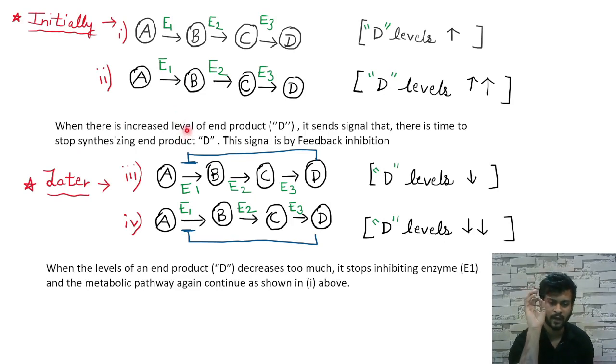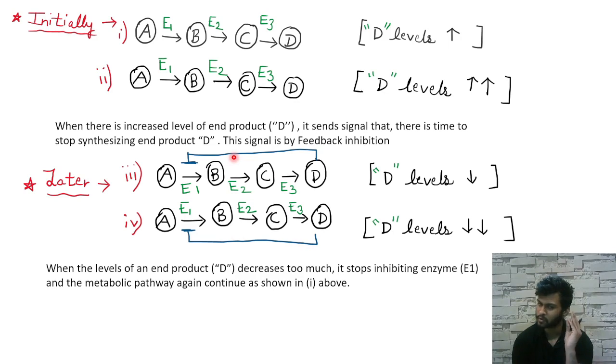Initially, when A gets converted into D, levels of D or end product will rise. Again, this metabolic pathway will occur, A will get converted into D, and D levels will further rise. Suppose that it rises significantly. So when there is an increased level of end product D, it will send a signal that there is time to stop synthesizing end product D, because levels of end product are in huge amount now, and there is no need to synthesize it because it is sufficient now. So it will send a signal that there is time to stop synthesizing end product D. And this signal is simply known as feedback inhibition.